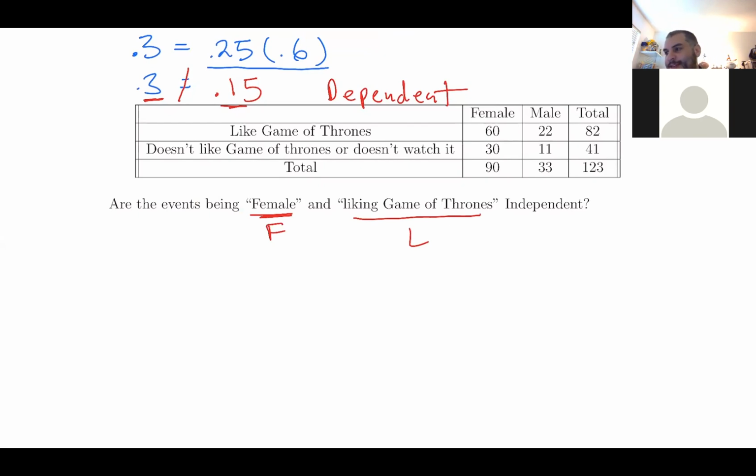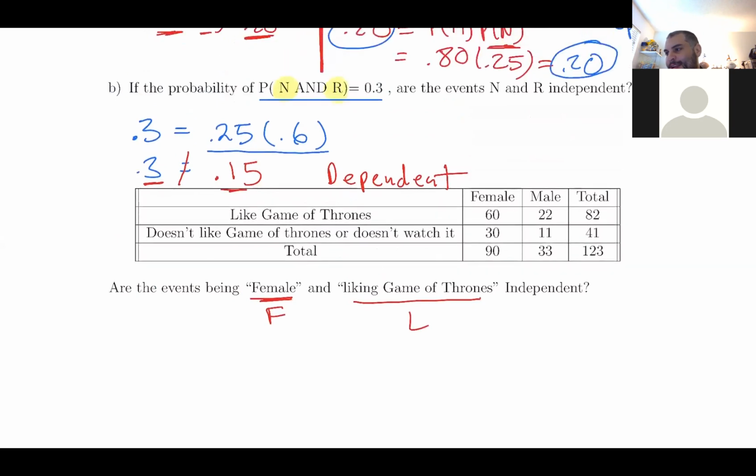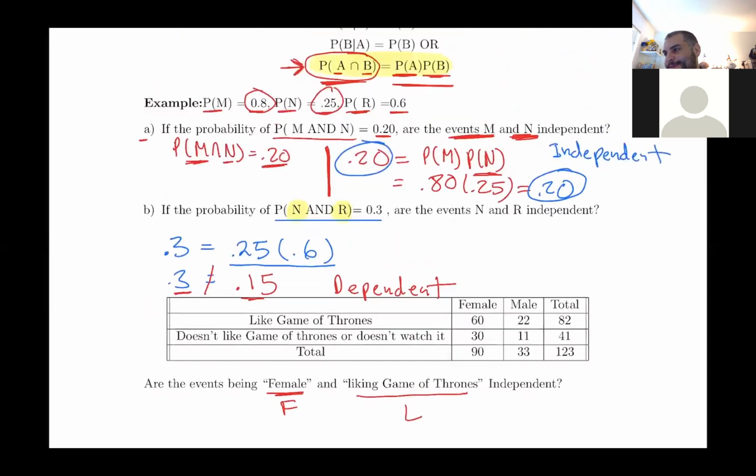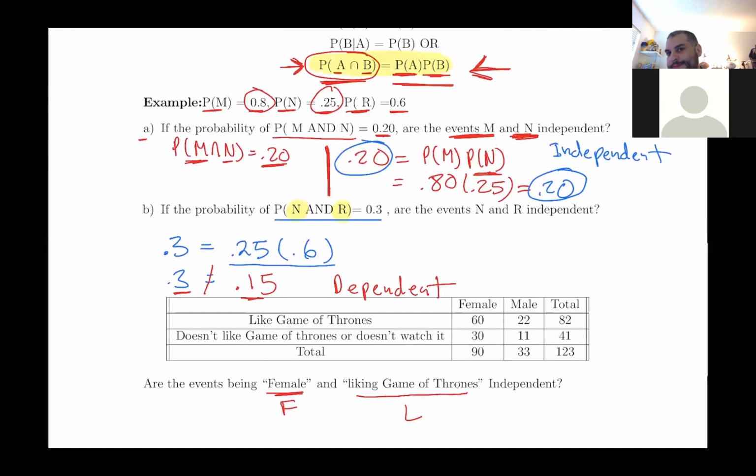If I go back to this formula over here, that's the way I'm going to set it up. The probability they're female and like Game of Thrones should be equal to the probability they're female multiplied by the probability they like Game of Thrones.